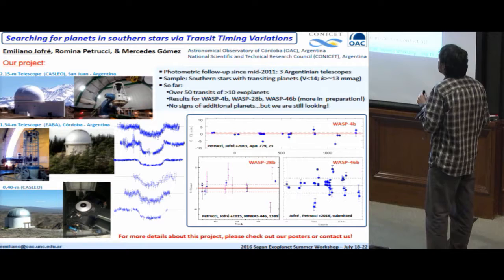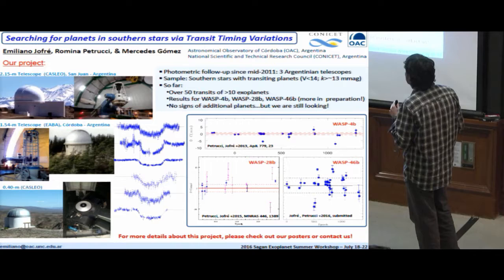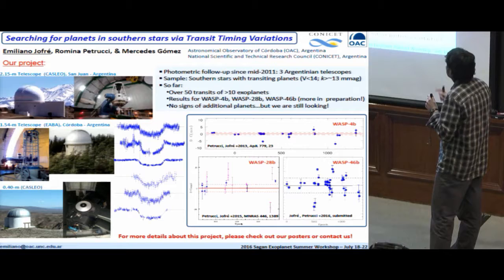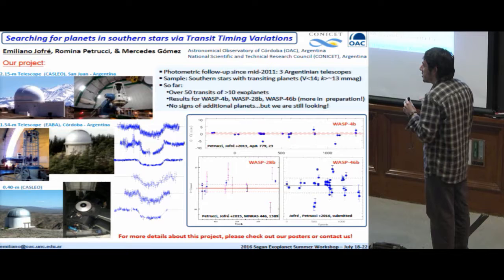And so far, we have observed over 50 transits for more than 10 exoplanets, and have presented results for three systems, WASP-4, WASP-28, and recently WASP-46, although we haven't found any signs of an additional planet in these systems.